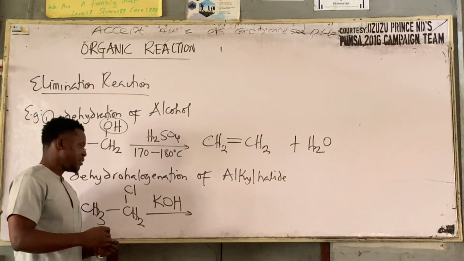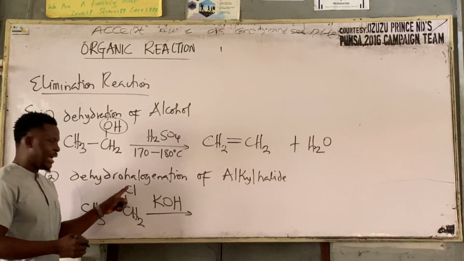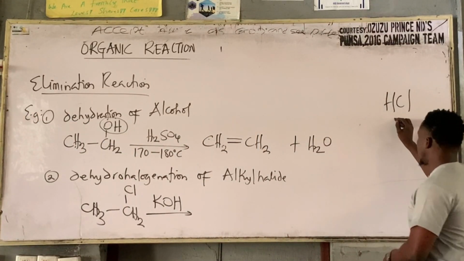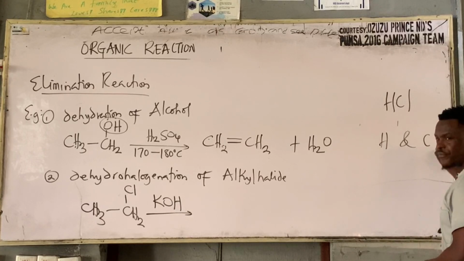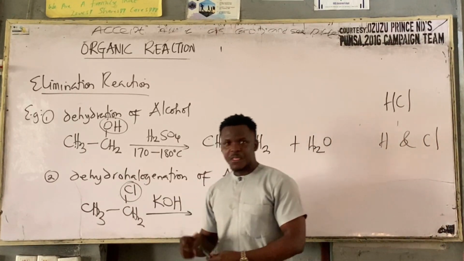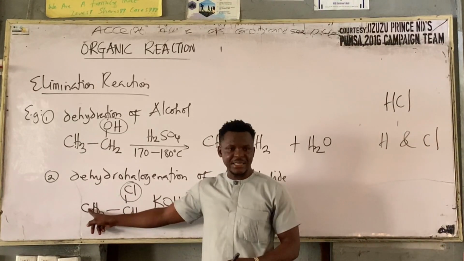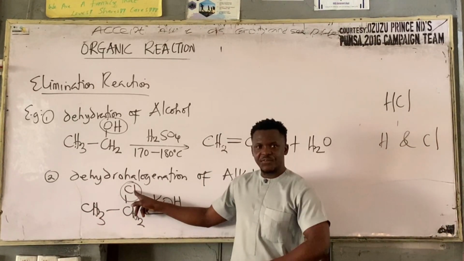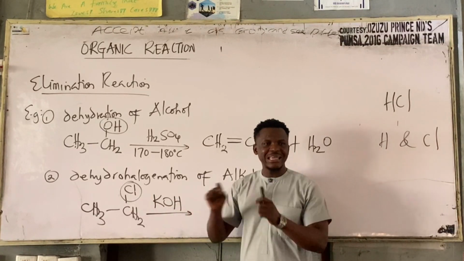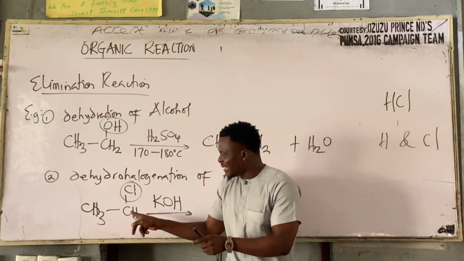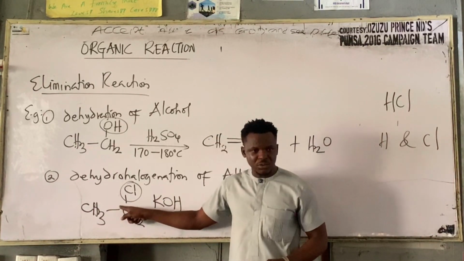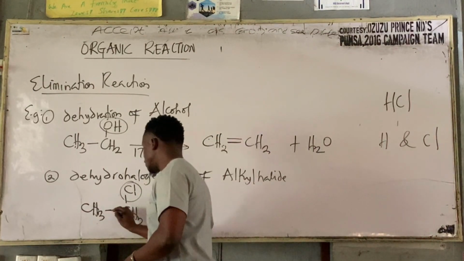So once you do this, we want to remove, in this case, the halide is Cl. Once you remove HCl from this compound, the components of HCl are H and Cl. It's obvious the Cl we are going to remove, isn't it? The H should be on the adjacent carbon. You cannot remove Cl from this carbon and still remove H from this carbon. So if you remove Cl from here, the H must come from the next carbon that is directly attached to this. Why must you remove it from there? So that you'll be able to form a double bond.